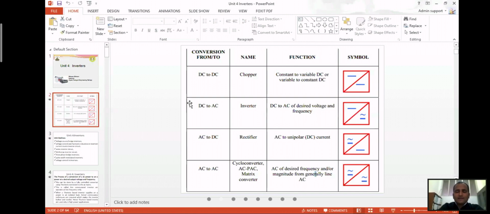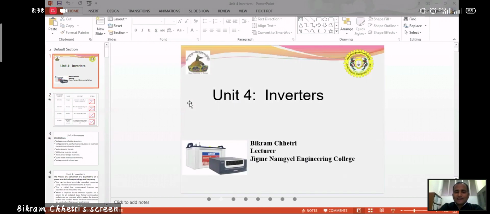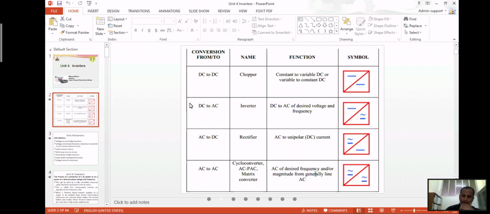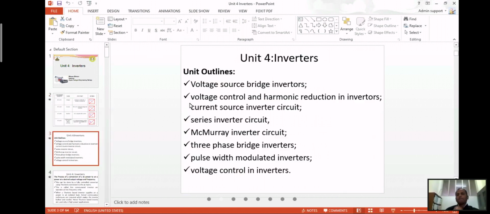DC to AC at a desired voltage and frequency level. At what frequency level are you going to have this? Based on this, we have the DC to AC converters. Then AC to DC converters, which we have already seen, also known as rectifiers. Then AC to AC converters, also known as cycloconverters, where the desired frequency and voltage level are obtained at the output. These are what we are going to learn in this unit.